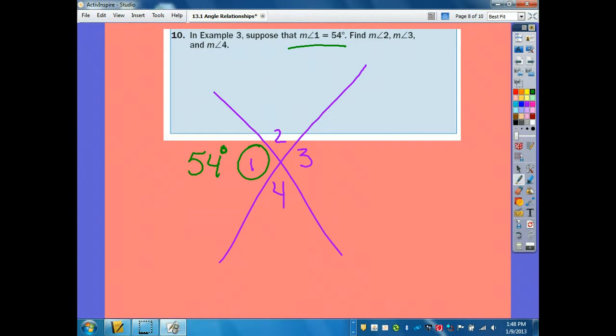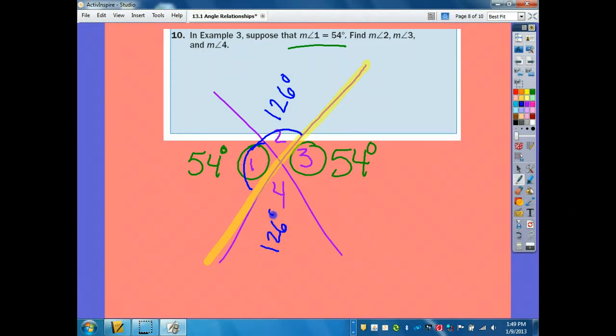3. So this one is also 54 degrees. Now we need to find what? A complementary or a supplementary angle? Supplementary. Say we use that flat line, that straight angle. What is the supplementary? We know this one's 54. What is this one? 126. Those two equal 180 now? Yeah. So that means this one's 126.